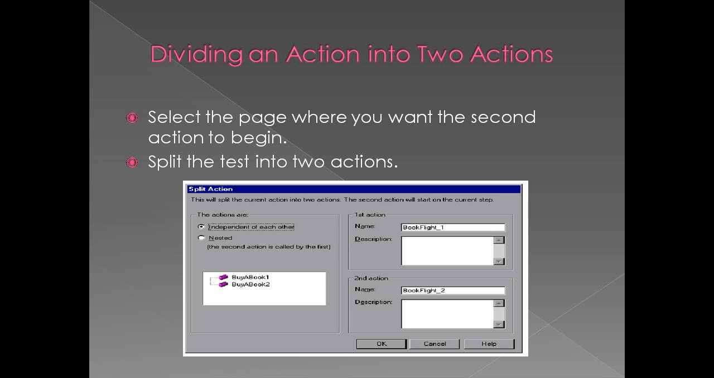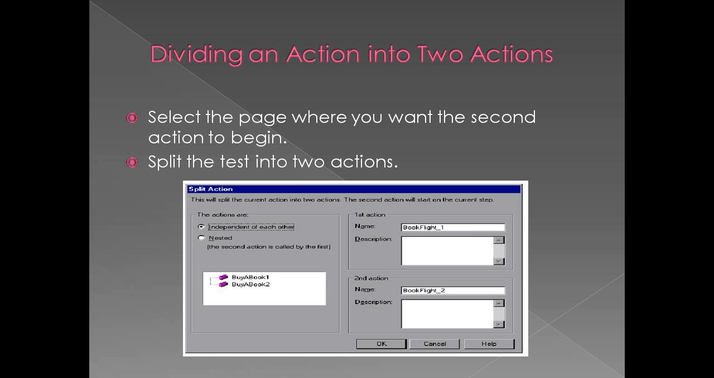1. Select the page where you want the second action to begin. A. In the keyword view, expand the Book Flight action, if needed, by right-clicking the Book Flight action row, the top row in the action, and choosing Expand Subtree. B. Select the first Flight Confirmation, Mercury row, to highlight it. 2. Split the test into two actions. A. Choose Edit, Action, Split Action, or click the Split Action button. This splits the current action into two actions. The new action will start on the Flight Confirmation, Mercury page, which is the currently selected row.